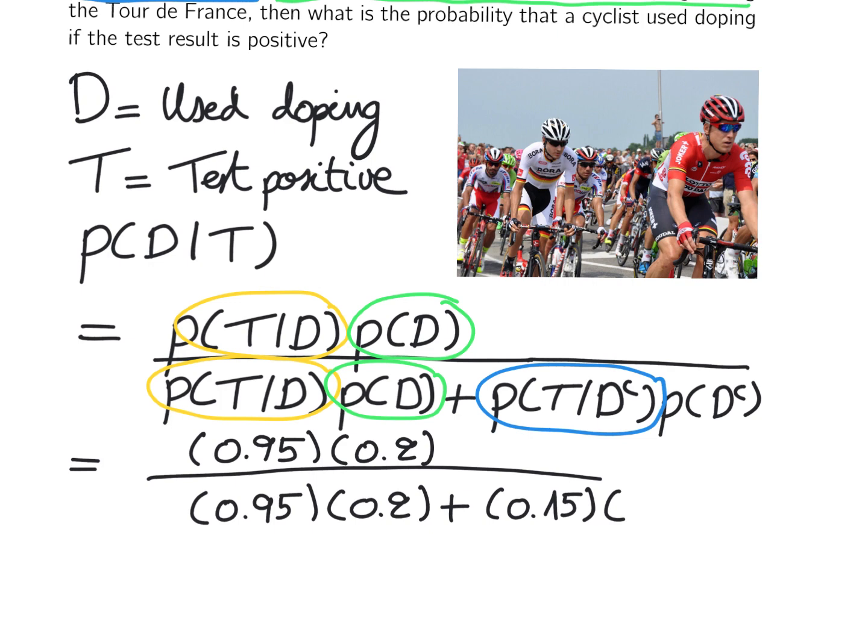And then finally, the probability of D complement. What is this? D complement is the event the cyclist did not use doping. And what is that probability? Well, we already know that 1 in 5 cyclists did use doping. Well, if 1 in 5 cyclists did use doping, then 4 out of 5 cyclists did not. And so we get a probability of 4 out of 5 or 80%. So 0.8.